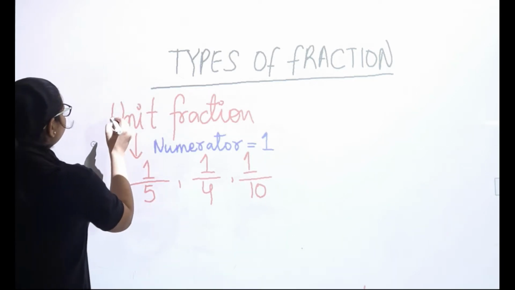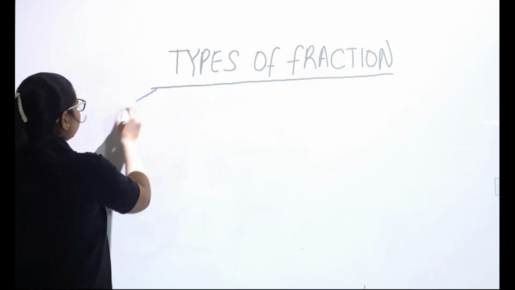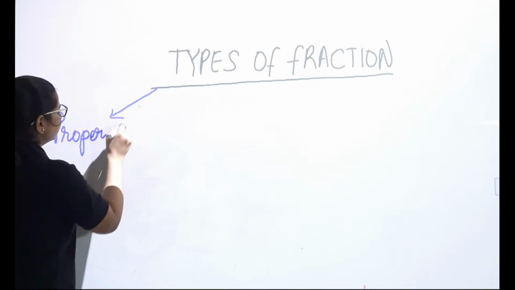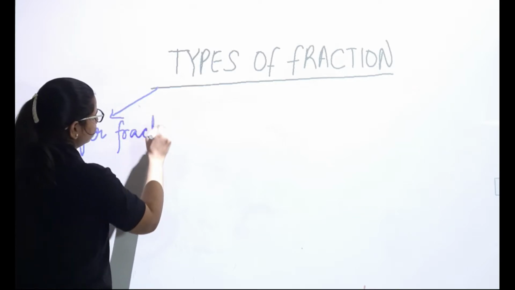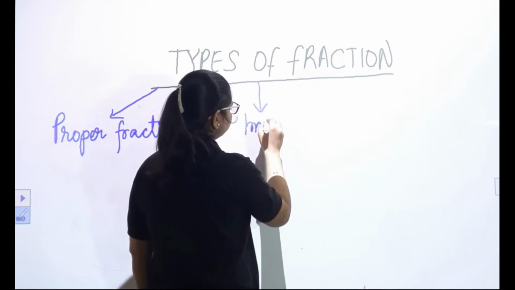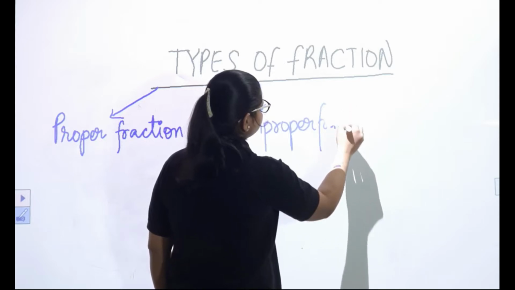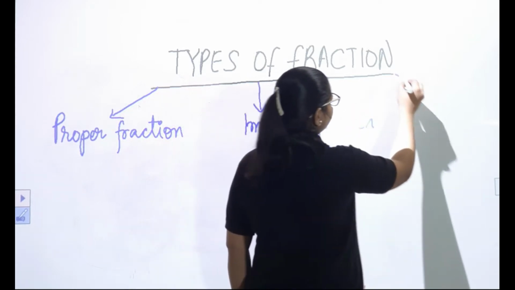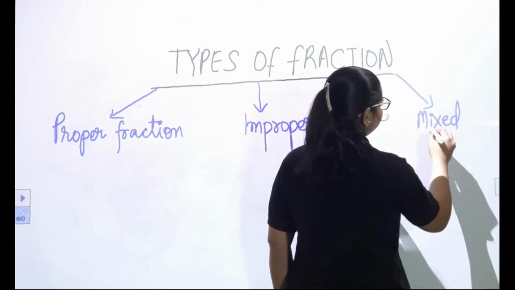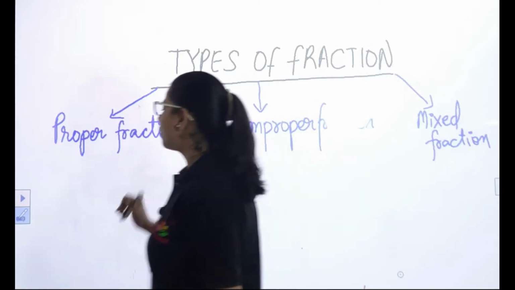Now we will be discussing 3 different types of fractions. First will be proper fraction. Another will be improper fraction, and the last type will be mixed fraction. So let's start with proper fraction.